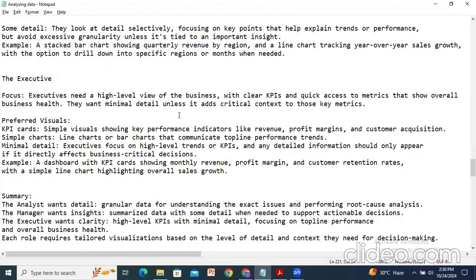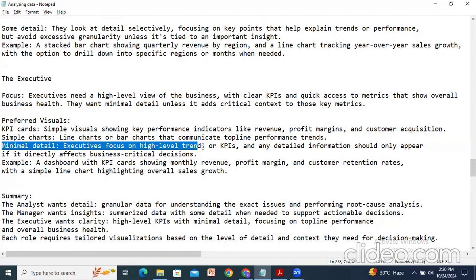Next, executive. Executives need a high-level view of the business, with clear KPIs and quick access to the metrics that show overall business health. They want minimal detail unless it adds critical context. The preferred visuals are mainly KPI charts and simple charts. Simple charts are the line chart and bar chart that communicate top-line performance trends with minimal detail, so that executives focus on high-level trends.